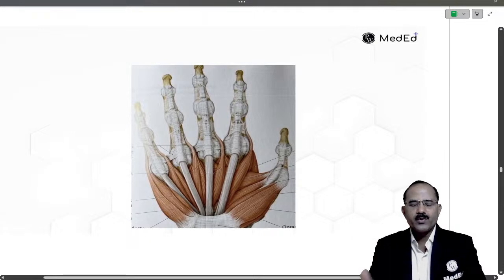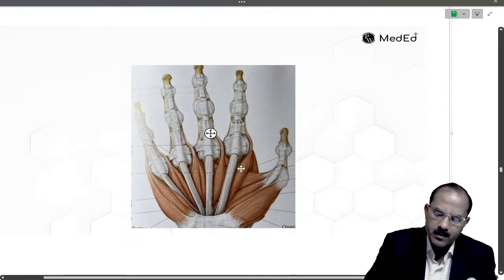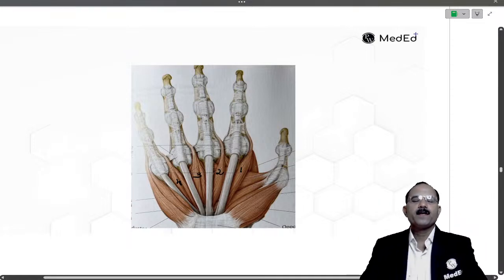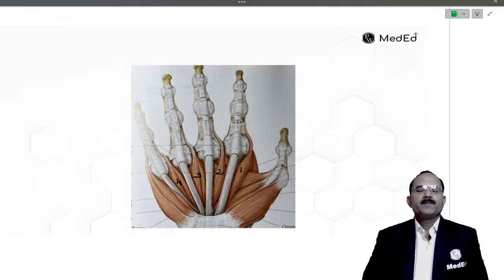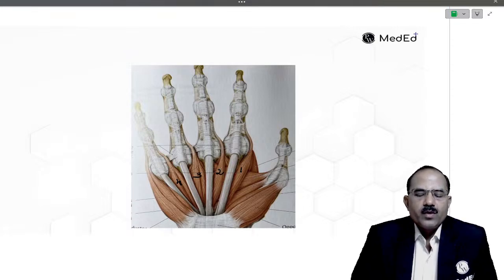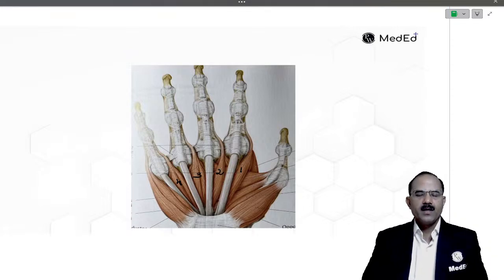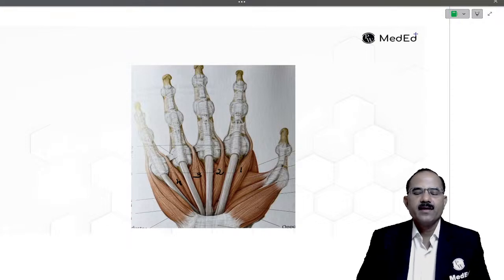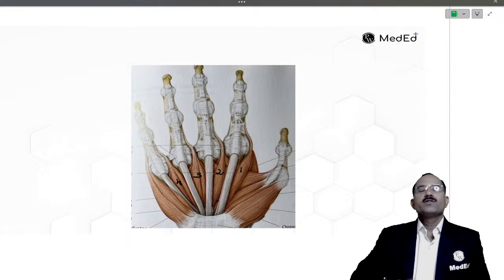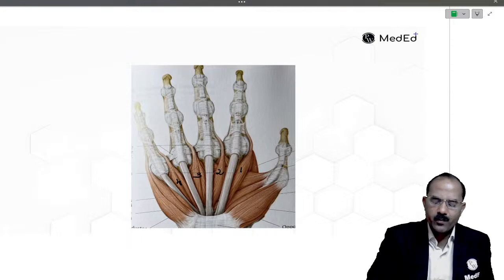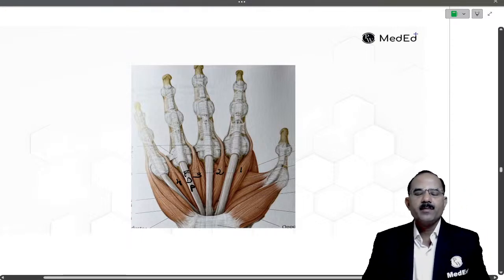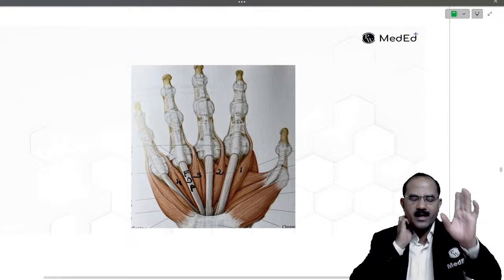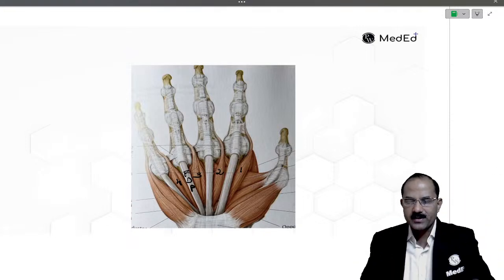A short go through this. You tell me, what is this number 1, number 2, number 3, and number 4? Come on, answer this. These are small muscles in the hand. These are the lumbricals. The lumbricals arise from the tendons of the flexor digitorum profundus. They arise from the tendon of flexor digitorum profundus, right?